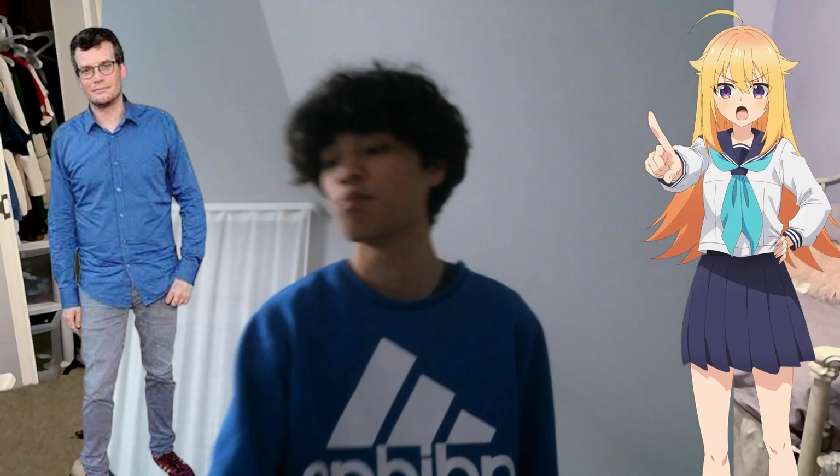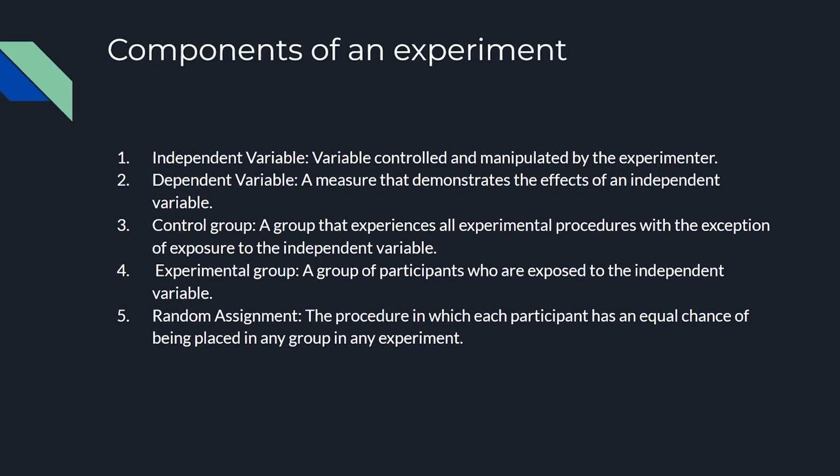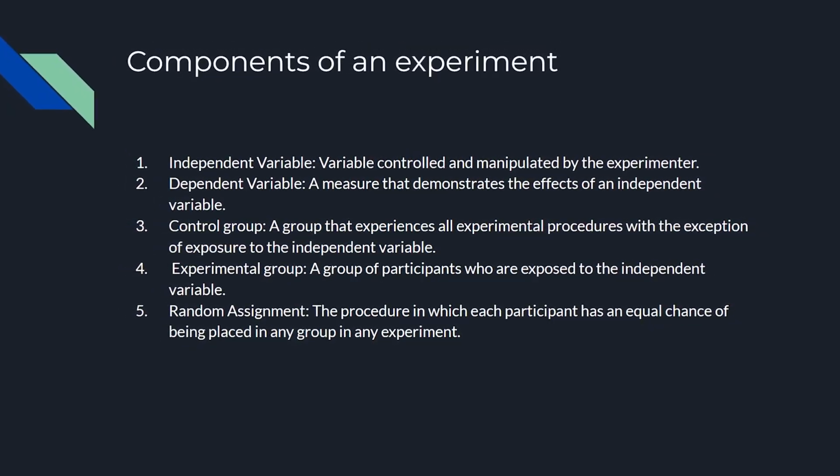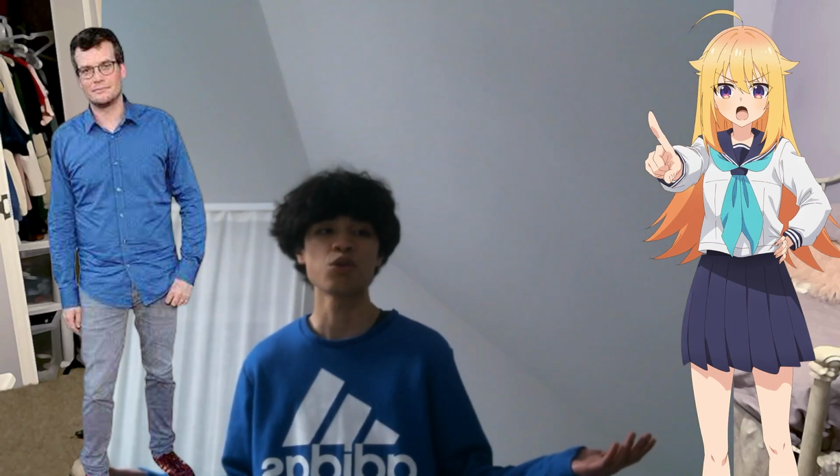These are very, very important. So, for component number 1 that we must remember, that is the independent variable. The independent variable is a variable controlled and manipulated by the experimenter. And we're going to give some examples later on. I'm just going to lay this out real quick for your knowledge, okay?